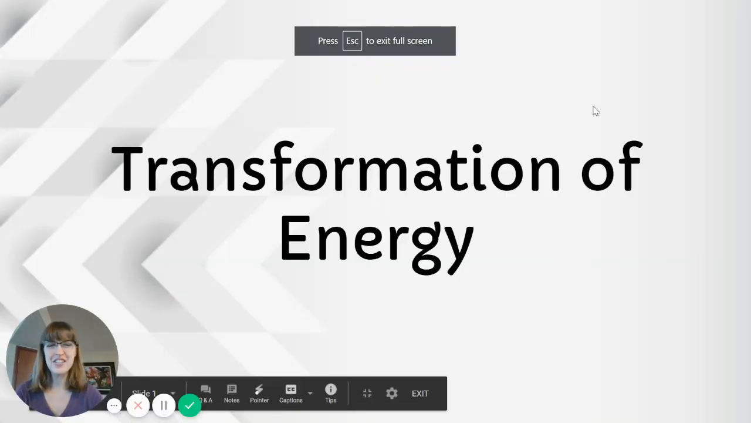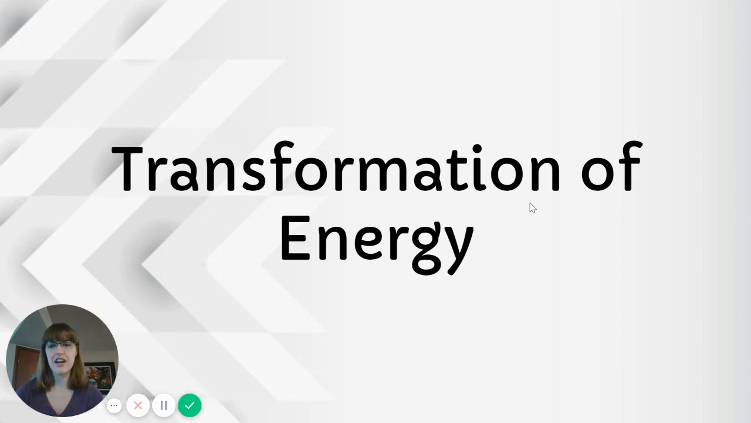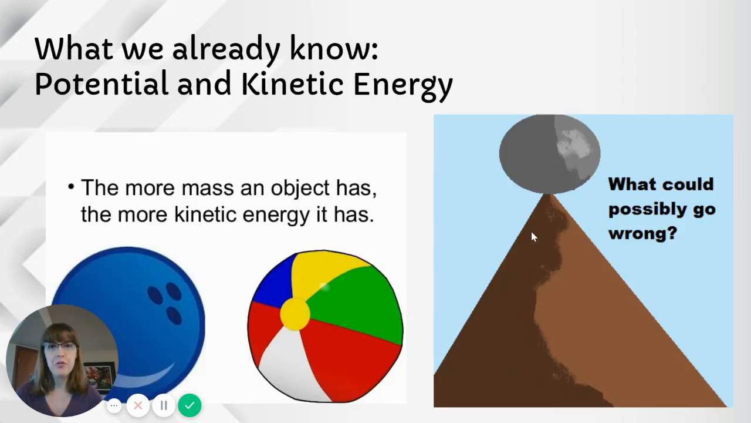Hey, sixth graders, let's talk about the transformation of energy, which is the last lesson in our energy unit. So far, what we already know is potential and kinetic energy. We know that potential energy is based on position. So for example, up here with this rock, what could possibly go wrong? Because it's really high up, we know that it has the potential to do something.